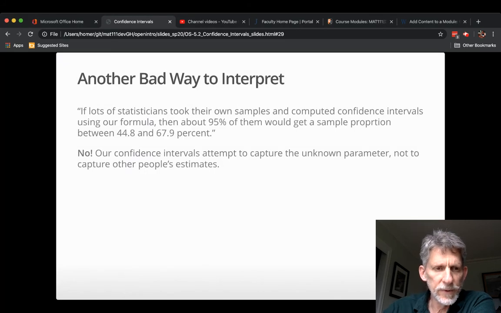Another bad way to interpret the interval is to say that if lots of statisticians took their own samples and computed confidence intervals using our formula, then about 95% of them would get a sample proportion between 44.8 and 67.9%. Again, that's wrong. Our confidence intervals are just trying to capture the unknown parameter. They're not trying to capture what sample proportions might be.